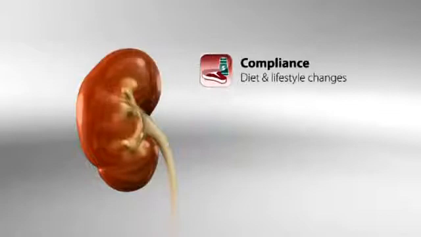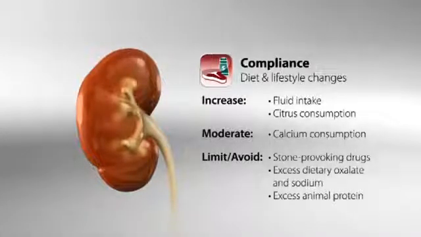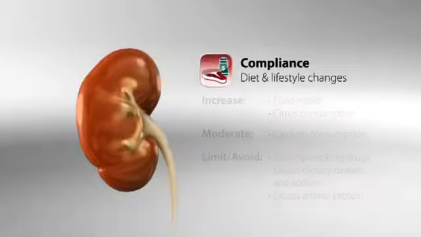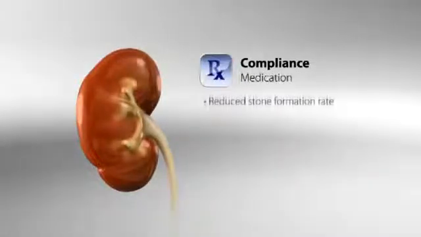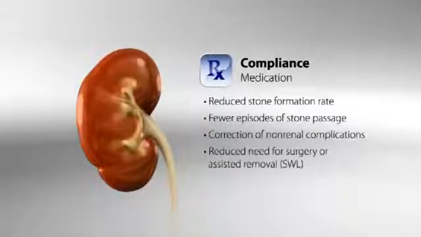Compliance with proven management guidelines, such as increasing fluid intake and avoiding stone-promoting foods, can significantly reduce stone recurrence. Medical therapies, such as thiazide diuretics and potassium citrate, are also highly effective in appropriate patients and can reduce the need for expensive assisted stone removal procedures, such as shockwave lithotripsy, SWL.